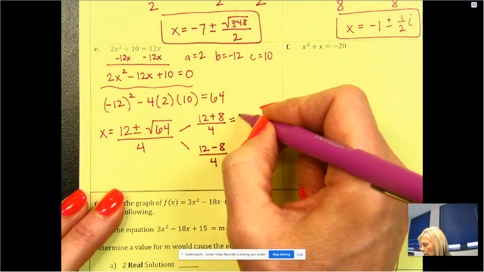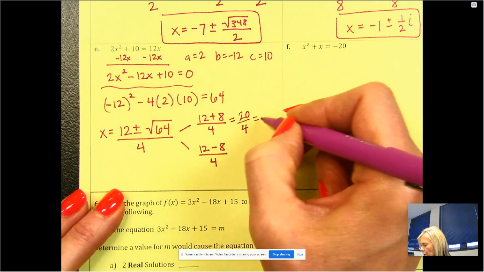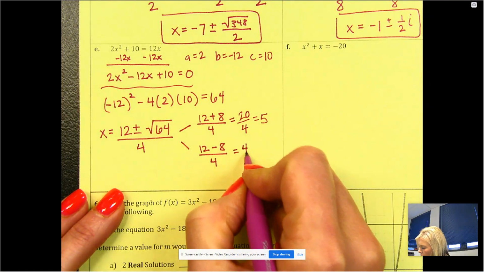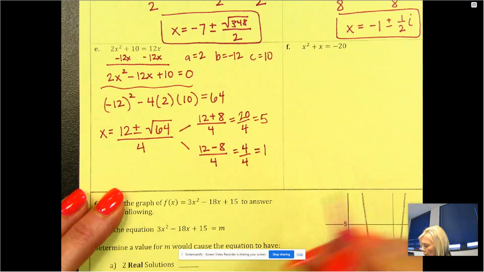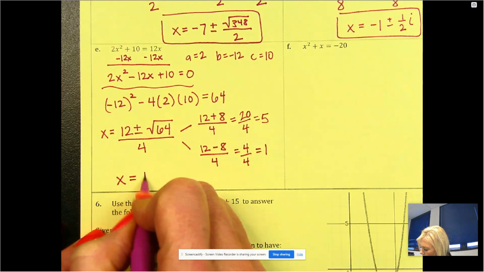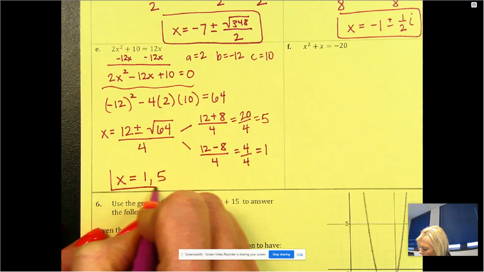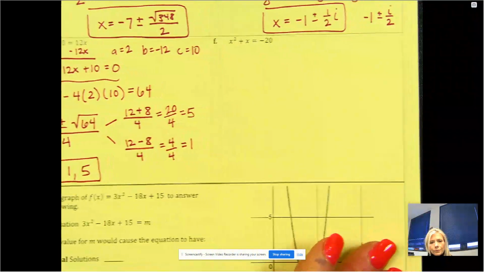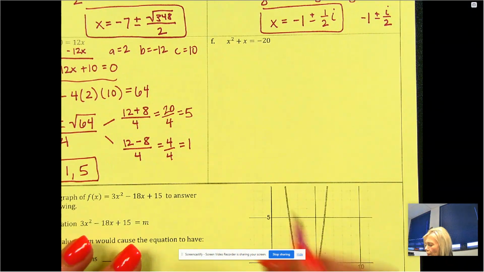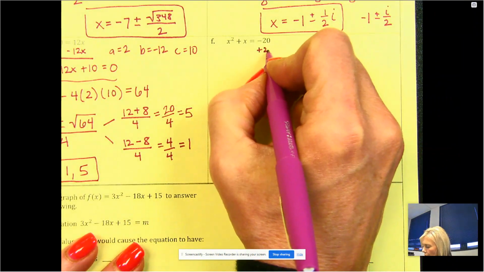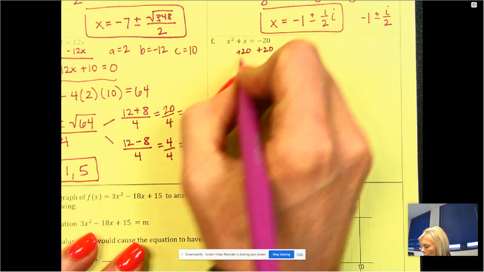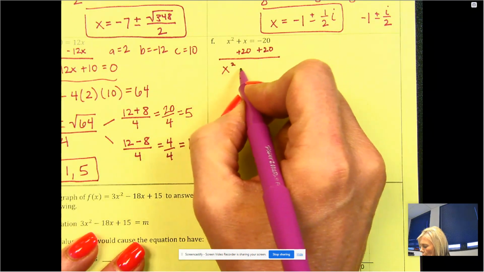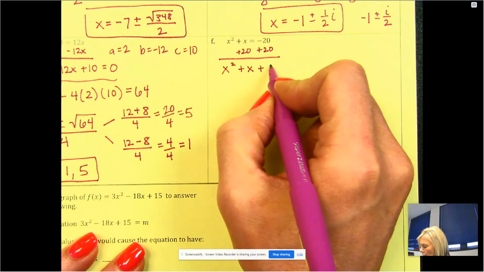So 12 plus 8 is 20. 20 divided by 4 is 5. 12 minus 8 is 4, and 4 divided by 4 is 1. So x equals 1 and 5. All right. This one is also not in the right format, so we'll start by adding the 20 over so that we get a 0 there. Again, there isn't a constant, so the 20 is just going to go at the end.